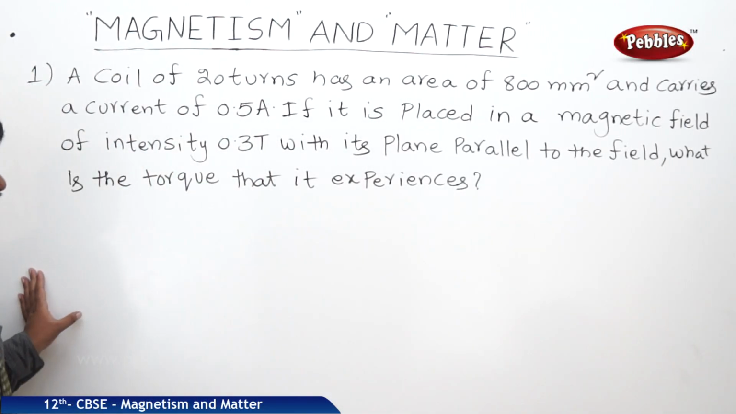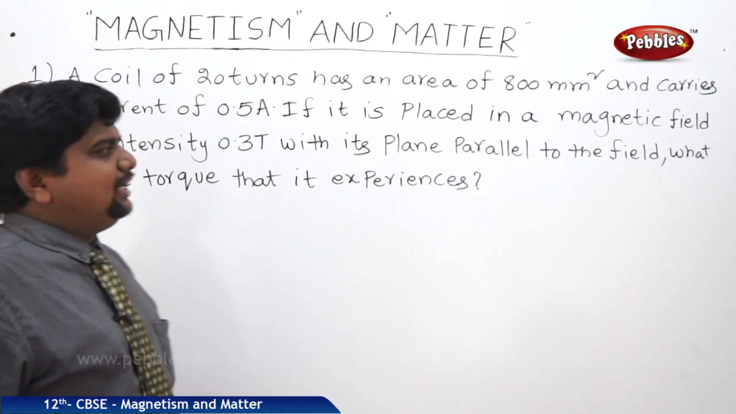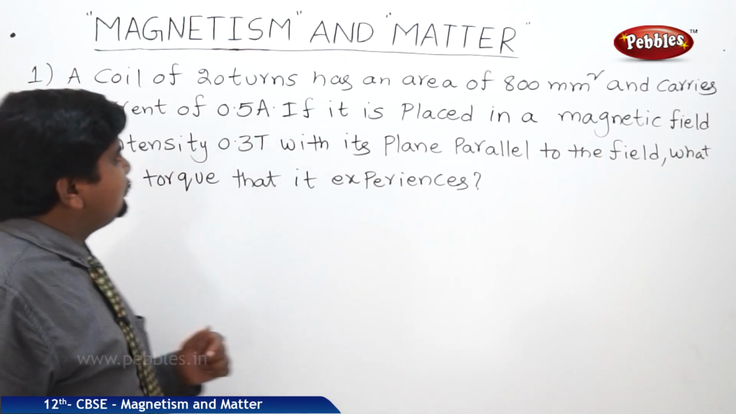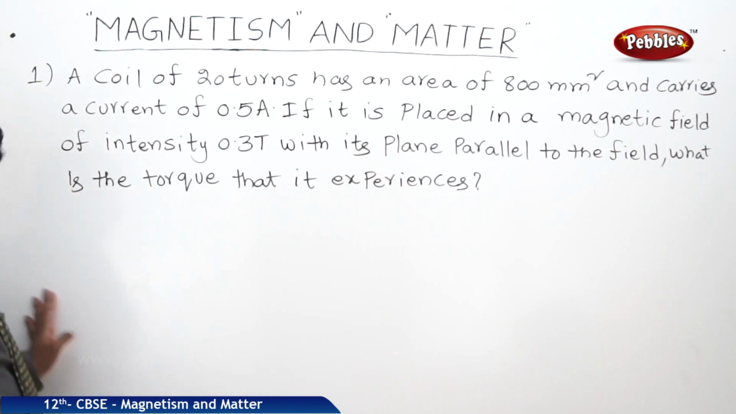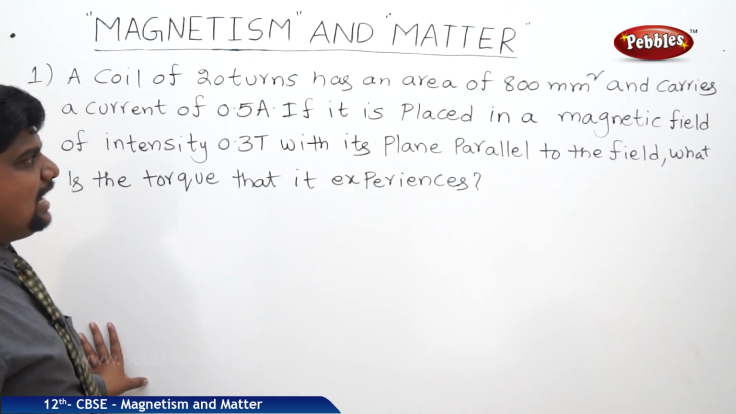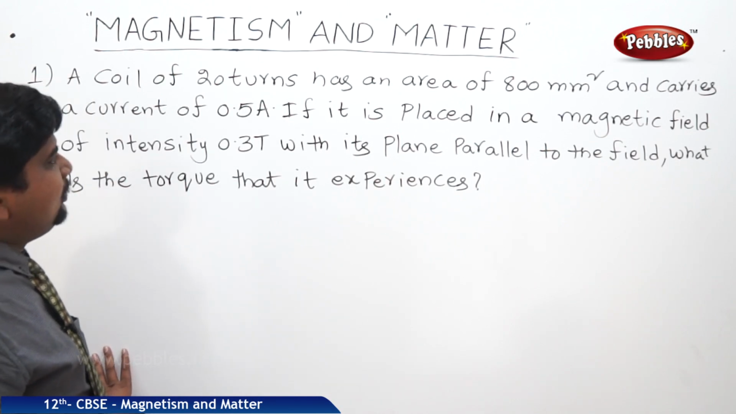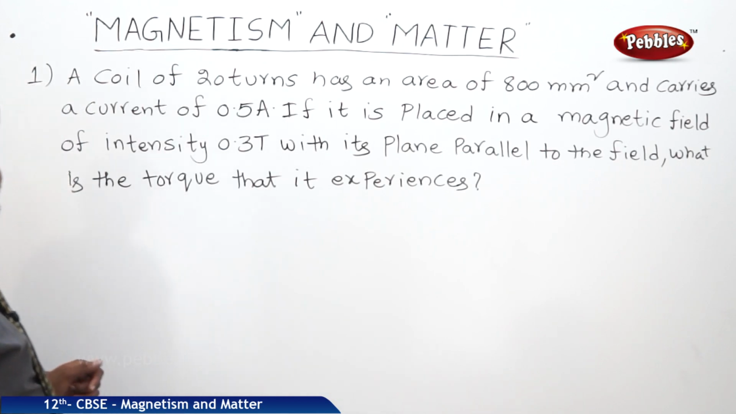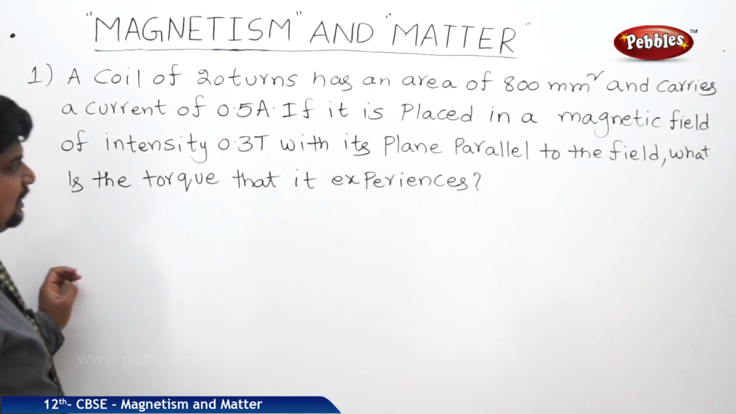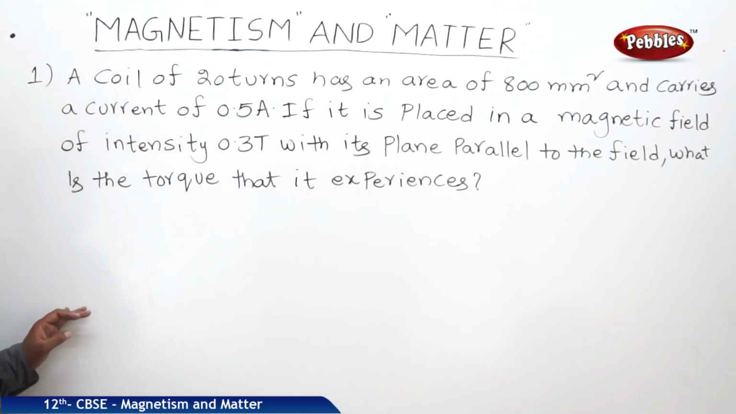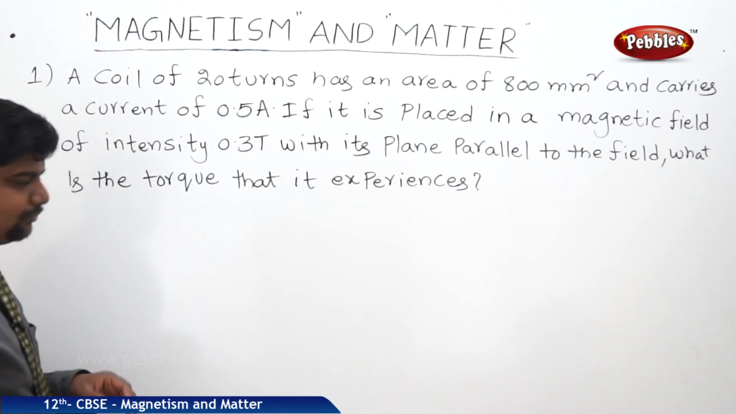This is the problem which is related to the torque experienced by a magnetic material which is placed in a magnetic field. The content is, there is a coil of 20 turns, has an area of 800 millimeters square and carries a current of 0.5 amperes. If it is placed in a magnetic field of intensity 0.3 Tesla with its plane parallel to the field, what is the torque that it experiences?